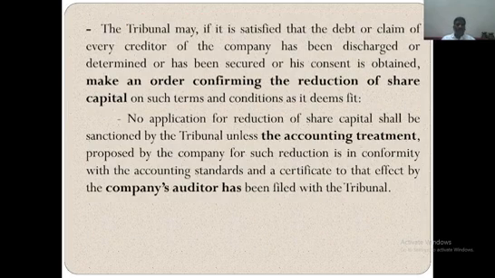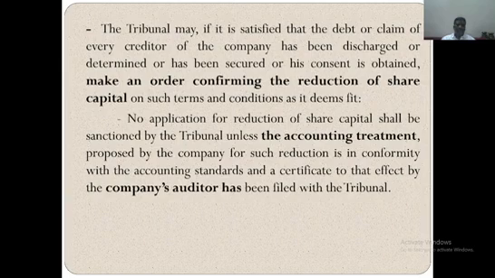The tribunal may, if it is satisfied that the debt or claim of every creditor of the company has been discharged or determined or has been secured or his consent is obtained, make an order confirming the reduction of share capital on such terms and conditions as it deems fit.